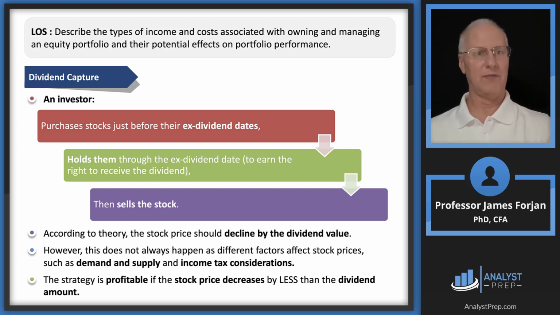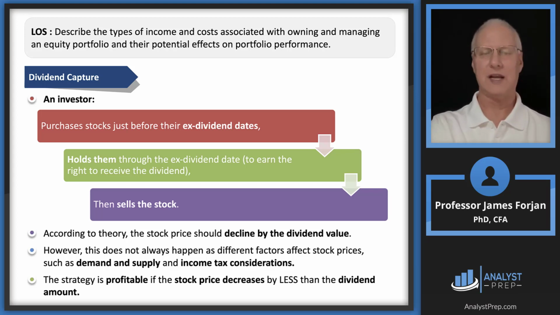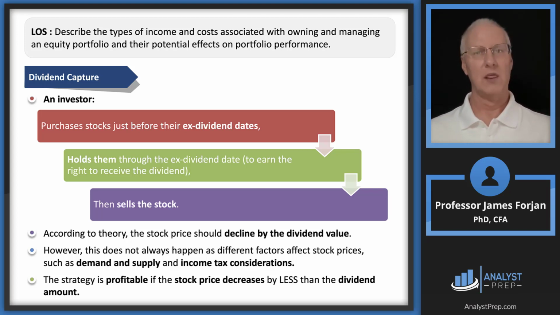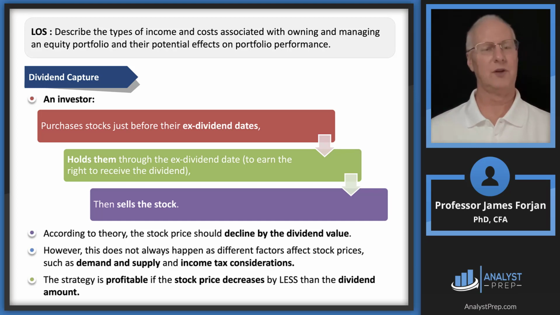Investors oftentimes think that if the dividend is increasing, this is a signal of good news. And so maybe that stock price is not going to fall by as much as you think, because of shareholder demand. So look at that second-to-bottom embedded bullet point. There are demand and supply conditions that reflect the market's idea of why the firm is making this dividend payment. And of course, not all shareholders are exposed to the same tax considerations. So look at the bottom: the strategy is profitable if the stock price decreases by less than the dividend amount. Sometimes it does, a lot of times it doesn't.